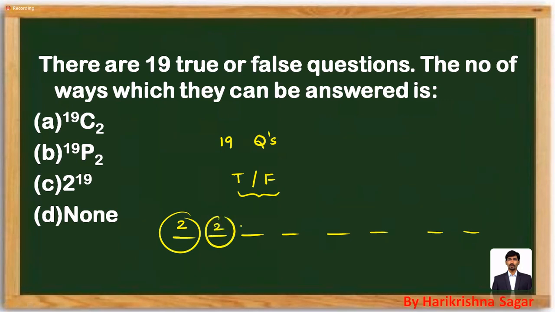The second one is also 2 ways. Third one is also 2 ways. Like that, 19 questions are there. So the total number of possibilities will be equal to 2 power 19, which is available as option C. You can mark it as the answer.